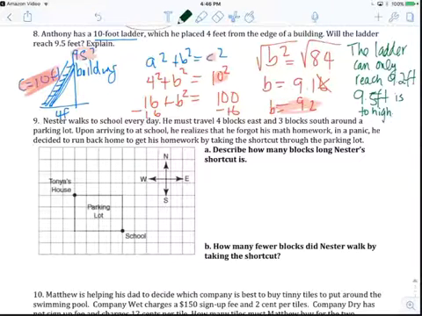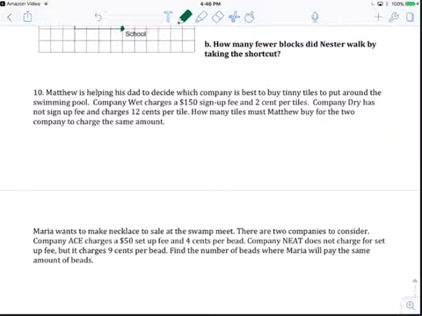And in class, I said this was Nestor. Travel 4 blocks east, 4 this way, 3 blocks south this way. Finish and try this out if I did not do it in class. Okay.